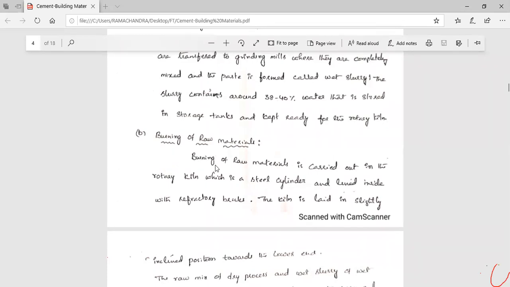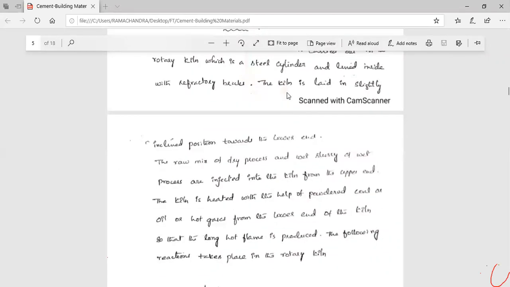So burning of raw materials is carried out in the rotary kiln, which is a steel cylinder having refractory bricks inside. We use this kiln for burning of these slurry and dry mixtures. This kiln is laid in a slightly inclined position towards the lower end.